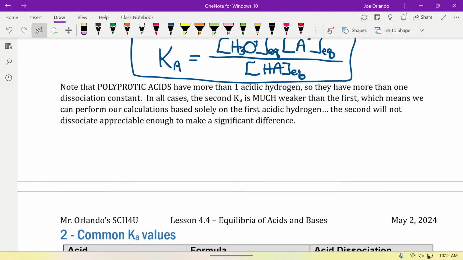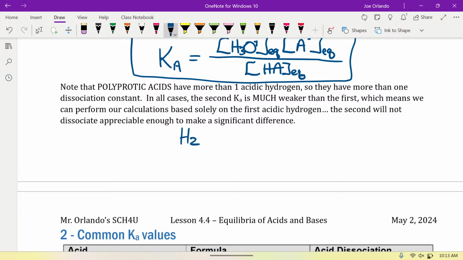Polyprotic acids, they have poly, many, protics. What's a protic? Well, ic makes it an adjective, so polyprot. What's a prot? It has many prots. What's a prot? Proton. What's another way of saying a proton? Well, a proton is a hydrogen without an electron, right? In other words, it's an H+. So a polyprotic acid has more than one H+. What's an example of an acid that has more than one H+?